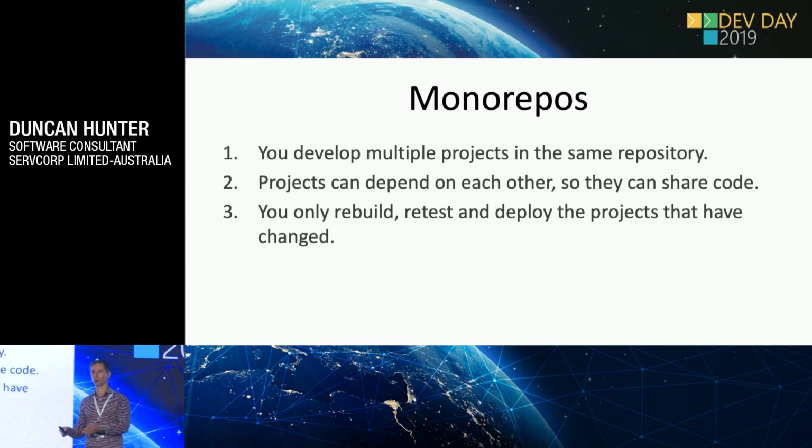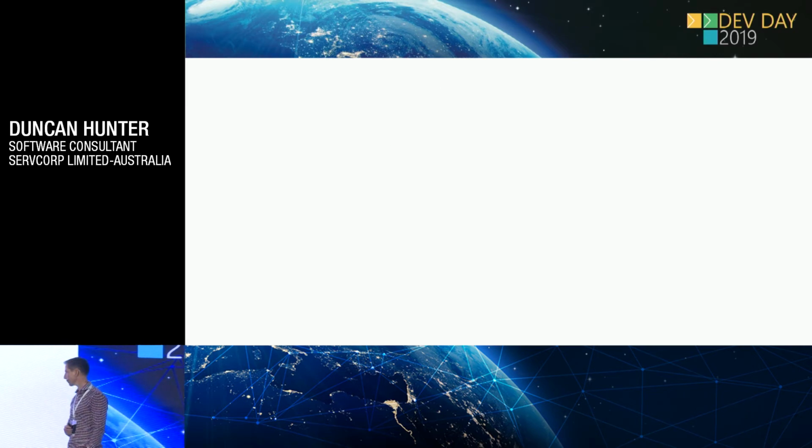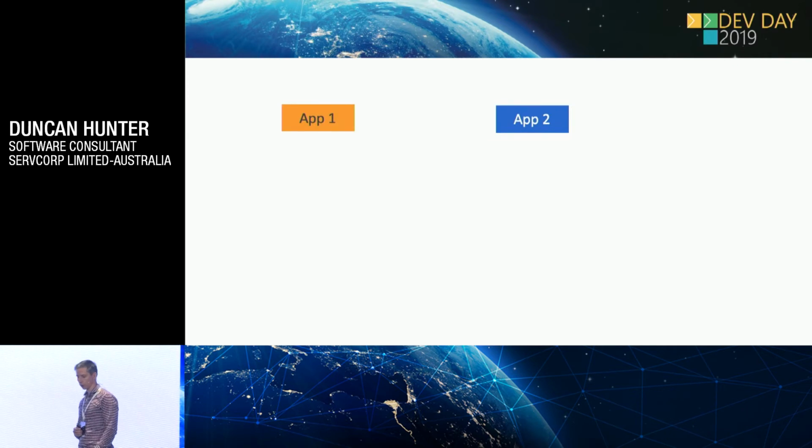If you do a monorepo correctly, there's no reason why you can't have something that's independent of the other stuff that ships independently to a different place. So this is kind of what it would look like. Imagine you've got two apps. You could have much more than that.